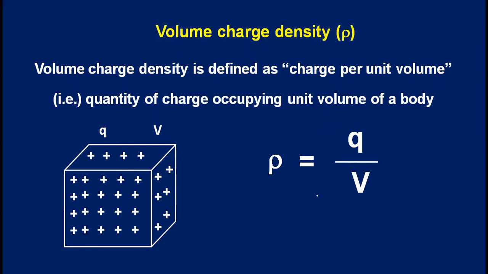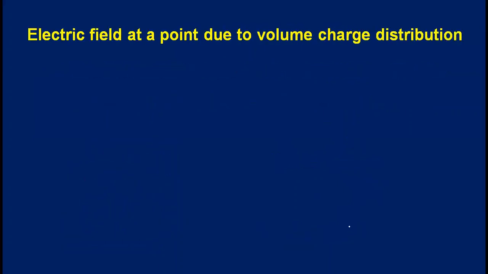Now let us find the unit of volume charge density. We have a charge in the numerator, so coulomb, and volume in the denominator, so meter cube. So unit of volume charge density will be coulombs per meter cube or coulomb meter to the power minus 3. And of course, it's a scalar quantity. Now let us go to the next slide, wherein we are going to see how to find electric field due to volume charge distribution.